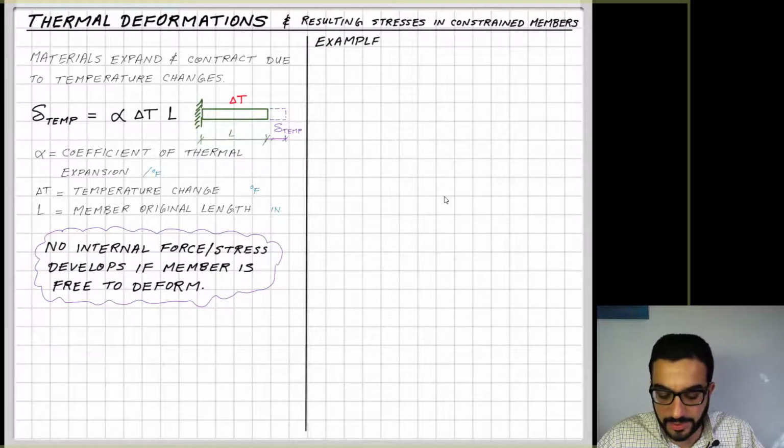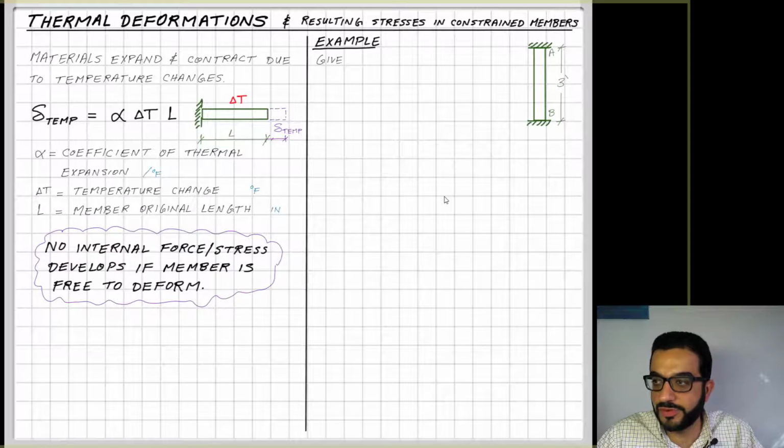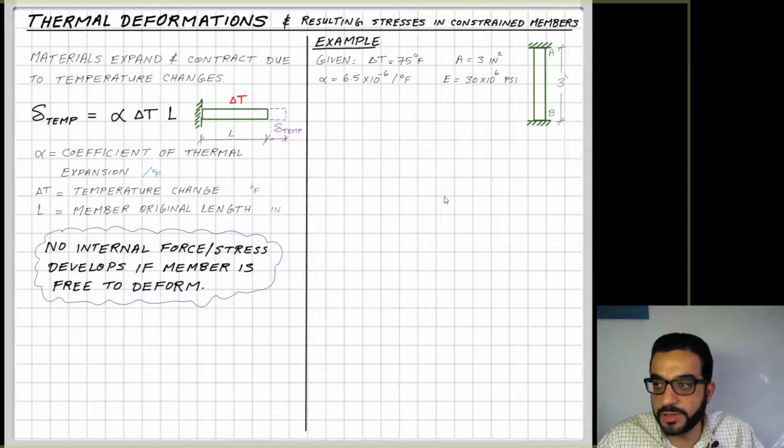So let's explain that by this example. We have kind of the same member, we just put it vertical, and now we constrained it by two supports, the vertical at A and B. I have now a temperature change of delta T equal to positive 75. The area is 3 inches squared. Alpha is this value, you can see the inverse of degree Fahrenheit. And E, the Young's modulus, is the Young's modulus of steel, so 30 mega psi.